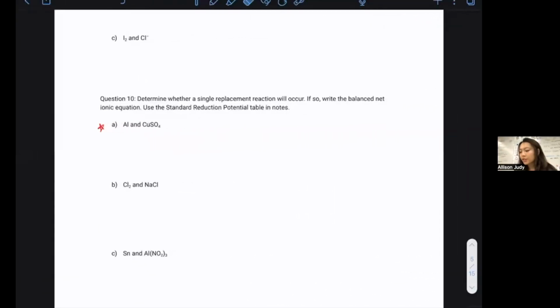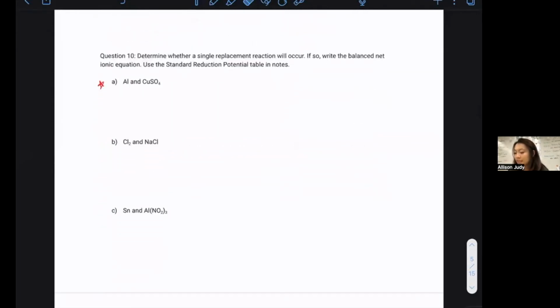Okay, so now let's look at question number 10 in our next series of conceptual questions, where we're asked to predict whether a single replacement reaction will occur. And then if so, write the balanced net ionic equation. So first things first, with a single replacement reaction, we need to determine the ions involved.